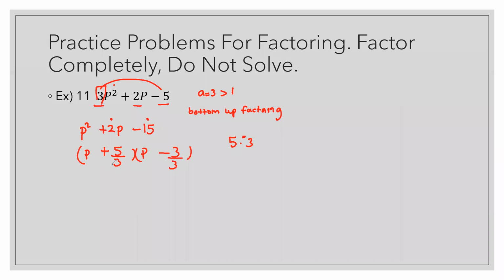So what you're going to do is bring the 3 in front of the p. So it's 3p plus 5. Negative 3 over 3 can be simplified as just p minus 1. Okay, this is the most factored it can be. You don't have to solve for it. So this is the answer. Okay, let's move on to the next problem.